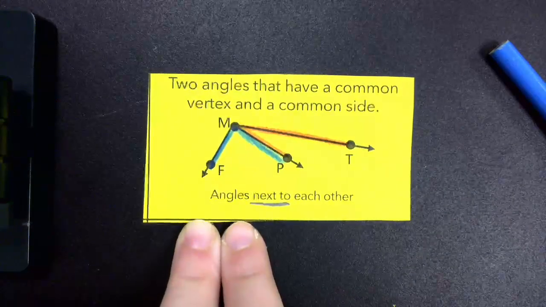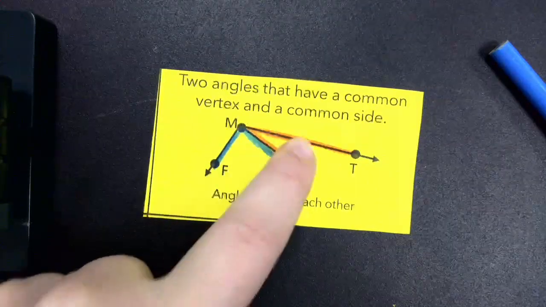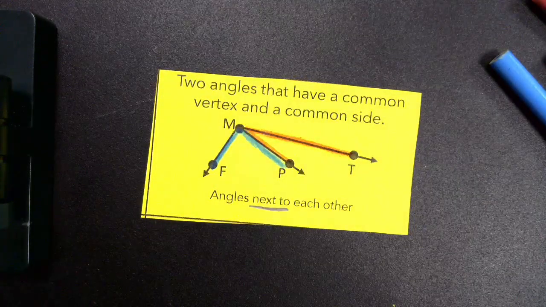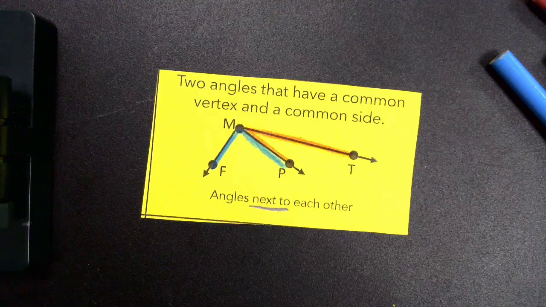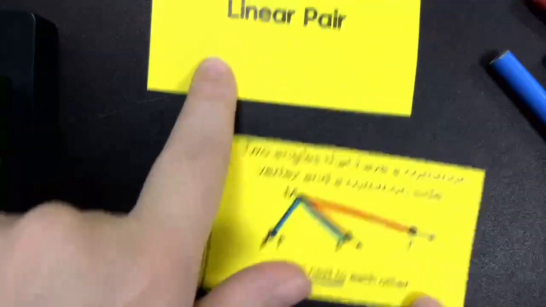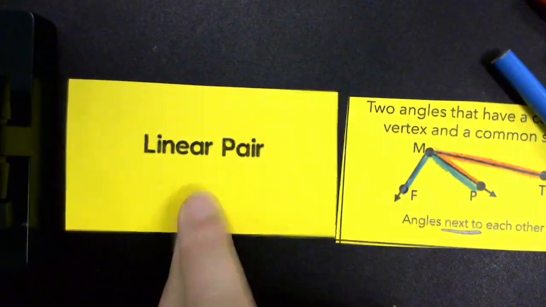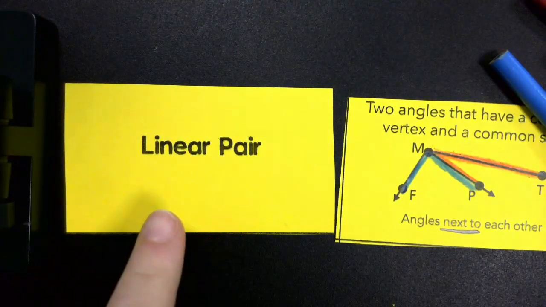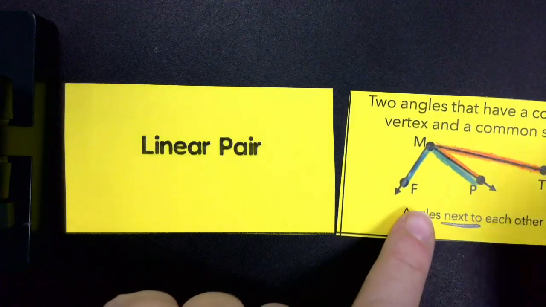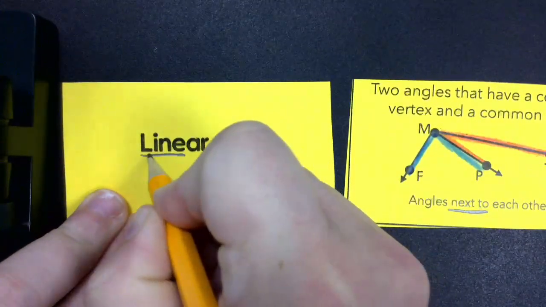Okay, so adjacent means angles that are next to each other. They're right next to each other. Okay? All right, let's find linear pair next. Okay, so linear pair. What do we see in that word linear pair? Linear, and what's in that word linear? Line. So if you want to underline that word line on the front.